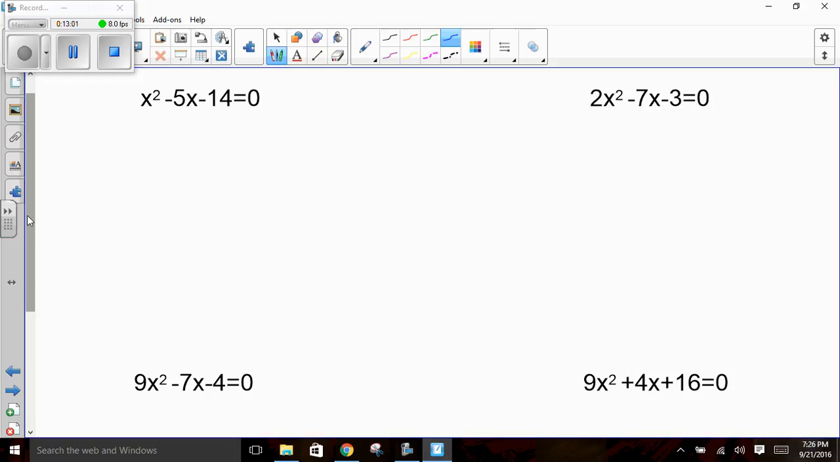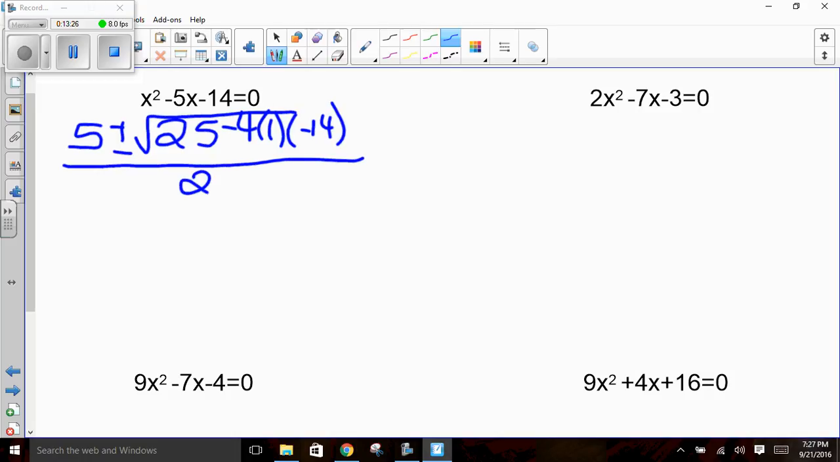Alright, so again, I'm going to start because you are running out of room, because hopefully you're picking up some tricks and this is getting a little bit easier to plug into your formula. We are going to do a couple things at the same time. So the opposite of my b is positive. B squared is 25 minus 4 times 1 times negative 14 all over 2 times 1, which is 2. When I take my negative 4 times 1 times negative 14, I get 56.